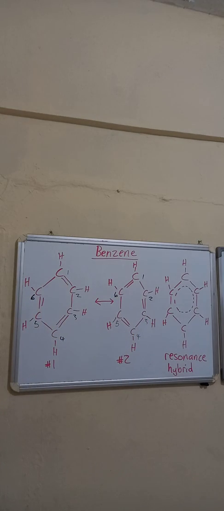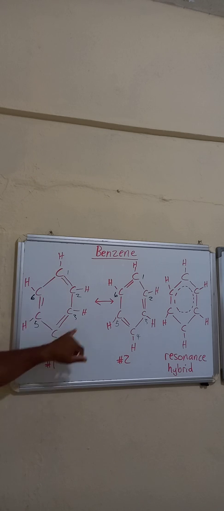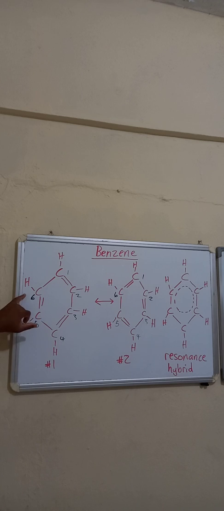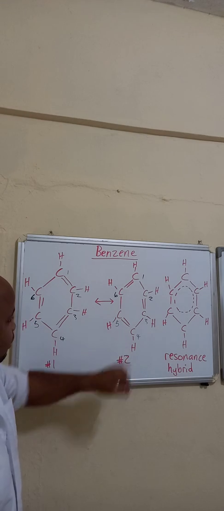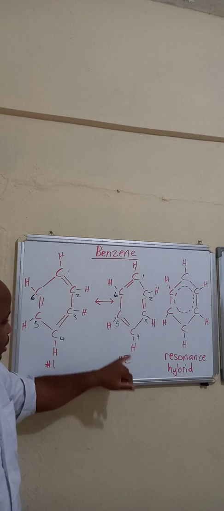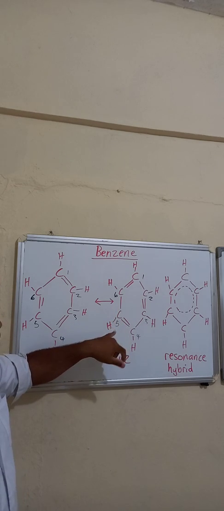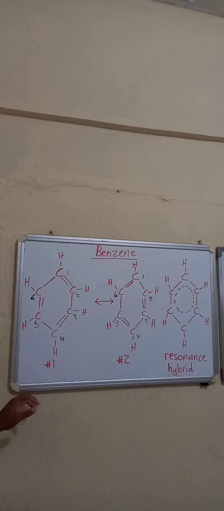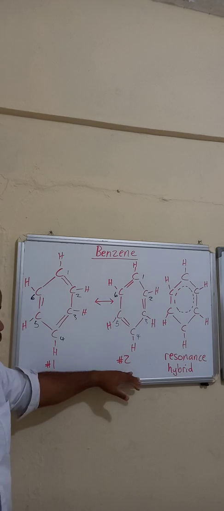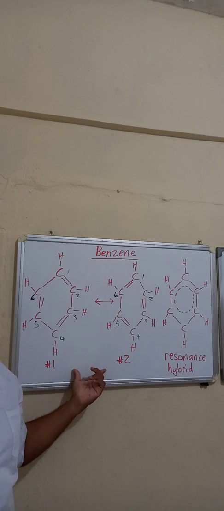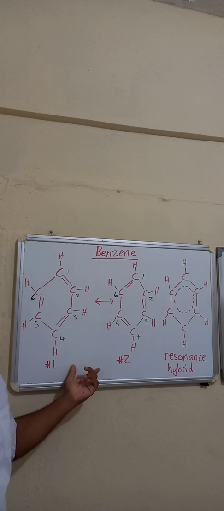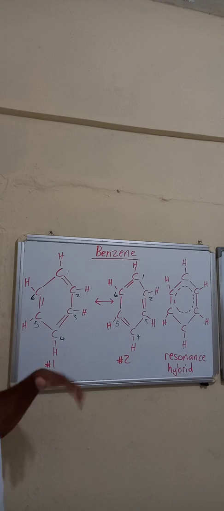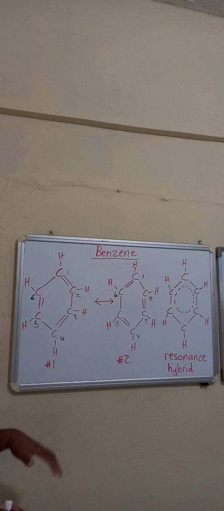In diagram 1, the double bonds are between carbons 1 and 2, 3 and 4, and 5 and 6. In the second one, they are between carbons 2 and 3, 4 and 5, and between 1 and 6. Now, none of these structures is the correct representation of benzene. Remember, the electrons are delocalized.